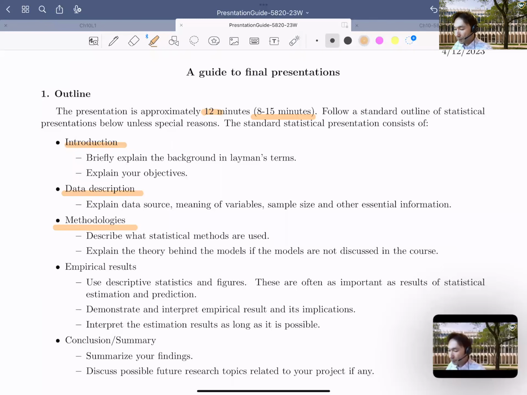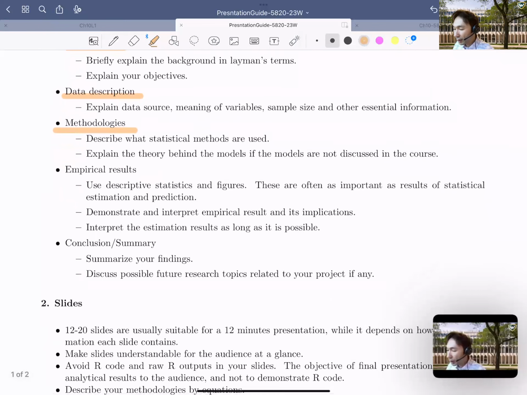Then you discuss methodologies, and explain the theory behind the model if the model was not discussed in the course. Then empirical results. At first, descriptive statistics and figures. The former professor at Wayne State, Professor Sun, mentioned that 90% of insights are obtained by descriptive statistics and figures, and only 10% came from statistical inference. And probably this 90% gets smaller for machine learning, because the model is more complicated, the data set is larger, with more variables. So some patterns cannot be detected in descriptive statistics or figures. But still, descriptive statistics and figures are important in most projects.